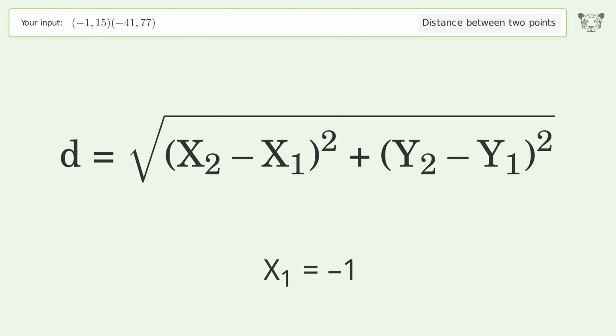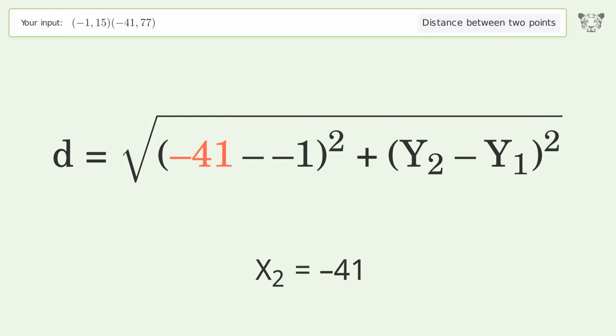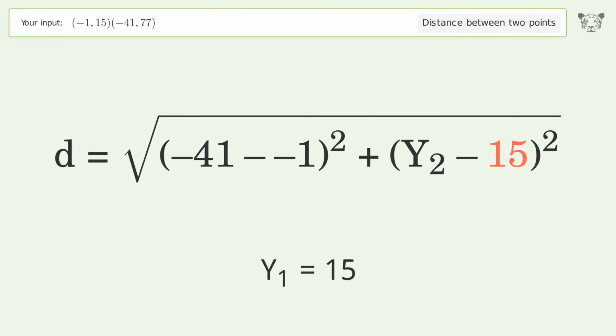x1 equals -1. x2 equals -41. y1 equals 15. y2 equals 77.